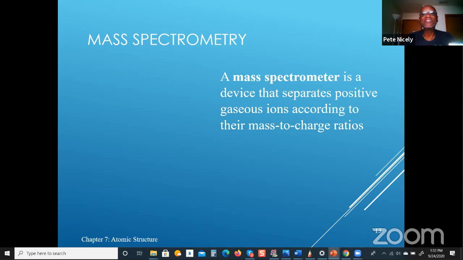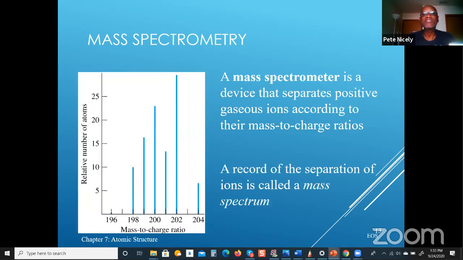Okay, let's talk about mass spectrometry. This is a device that basically separates gaseous ions according to their mass to charge ratios, and the record of the separation of these ions is called a mass spectrum. What you see here is an example of a mass spectrum, if I'm not mistaken, for mercury. The device separates the ions according to their mass to charge ratios, and because mercury has several isotopes, you have different peaks. The most abundant isotope is the one with the mass of 202 AMU, but you have some others which are less abundant.